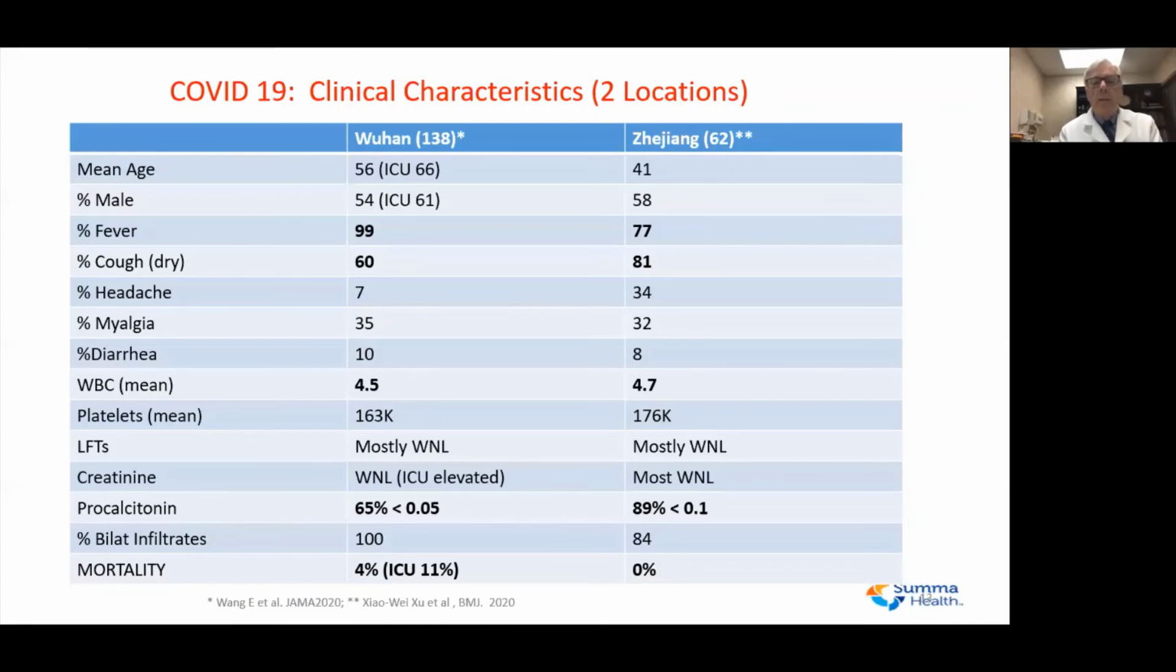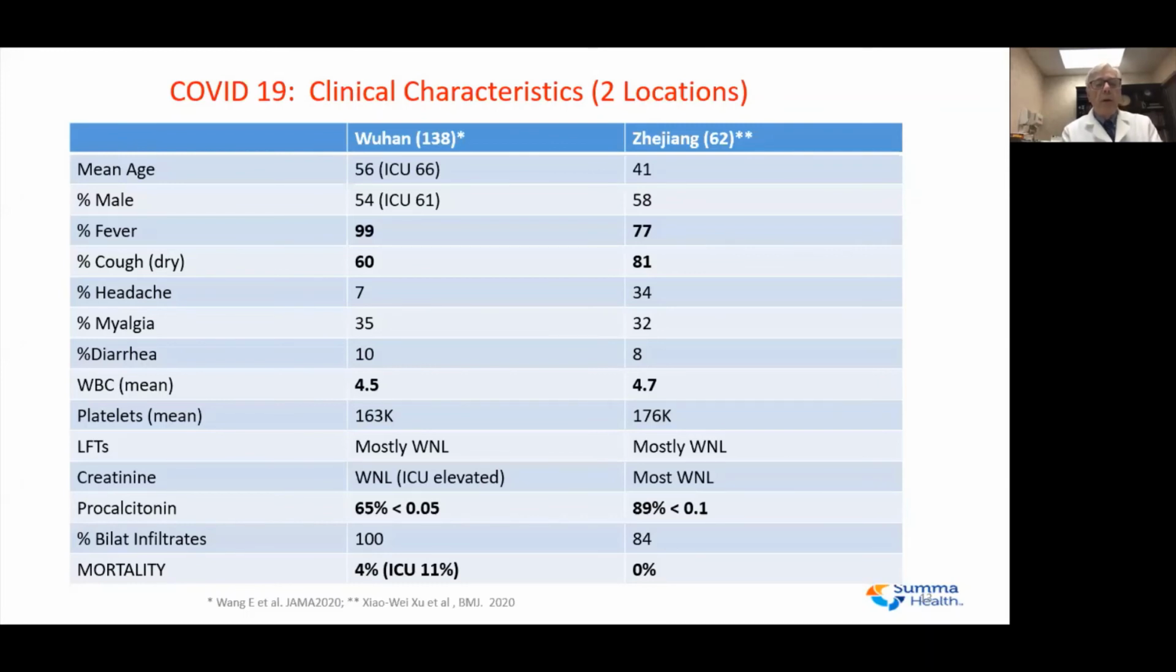They tended to be younger, and they tended to have fewer comorbid conditions, because if you go down to the very bottom, you can see the mortality was different. In Wuhan, it was 4%. Indeed, if you had to go to the ICU, if you had a severe pneumonia due to this virus, it was 11%, whereas in the other province, it was 0%.